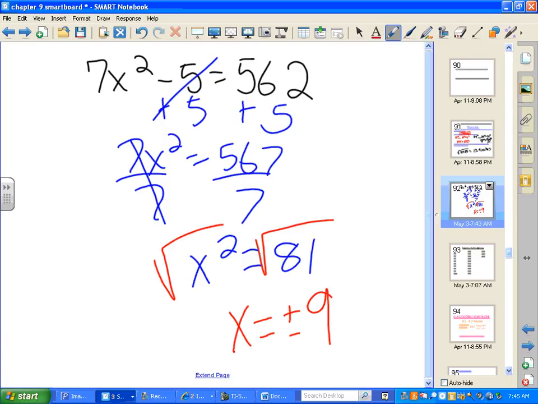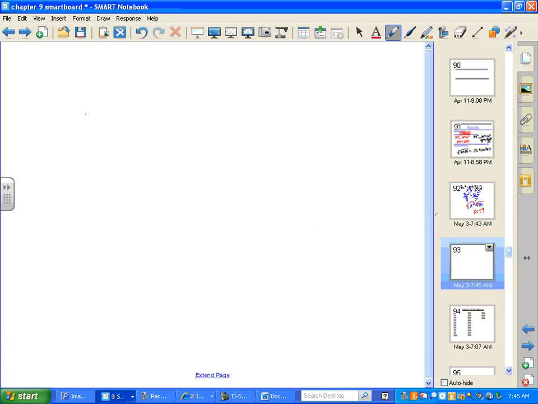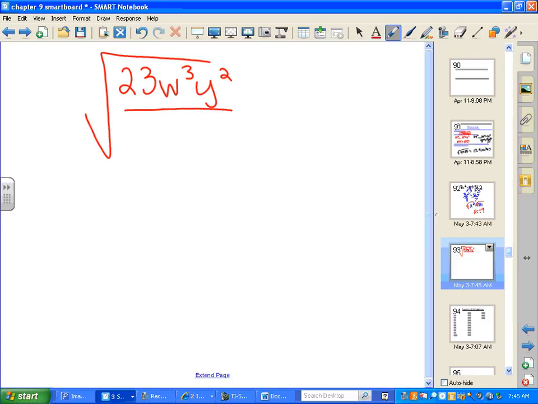Okay, one more problem, and then we're going to go over homework. Okay, I want you guys to jot down, because I don't like the review with these 2 types of problems. So I want you to write down, let's do the square root of 23w to the 3rd, y to the 2nd, all over 49x to the 8th. So again, I'm just giving you some challenging problems which we've done since we started the chapter.